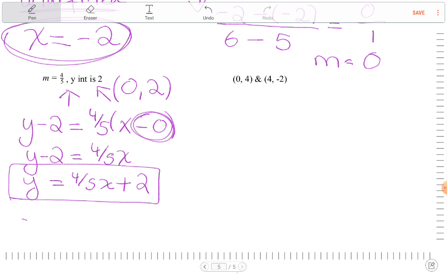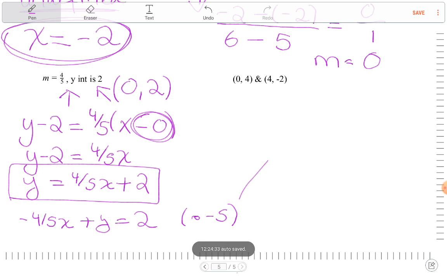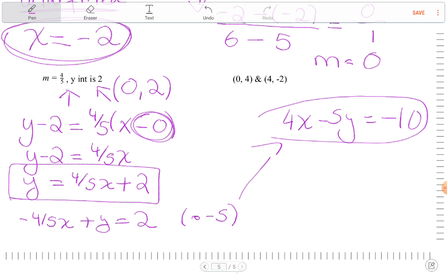This is now the equation of the line in slope-intercept form, but we want to write it in standard form. So remember, I'm going to bring over my x. And now my problem is my x is negative and a fraction. So my magic number in this case is -5, which then, -4/5 times -5 is +4x minus 5y, and then 2 times negative 5 is negative 10. Here's your equation of the line in standard form.